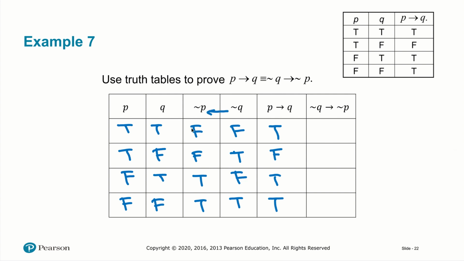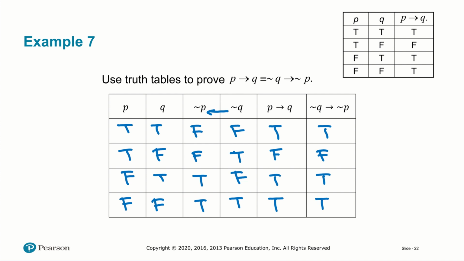So false implies false. We know that's true. True implies false. We know that's the only case in which an implication becomes false. So this is false. False implies true. We know that's true with implications, and true implies true becomes true as well.